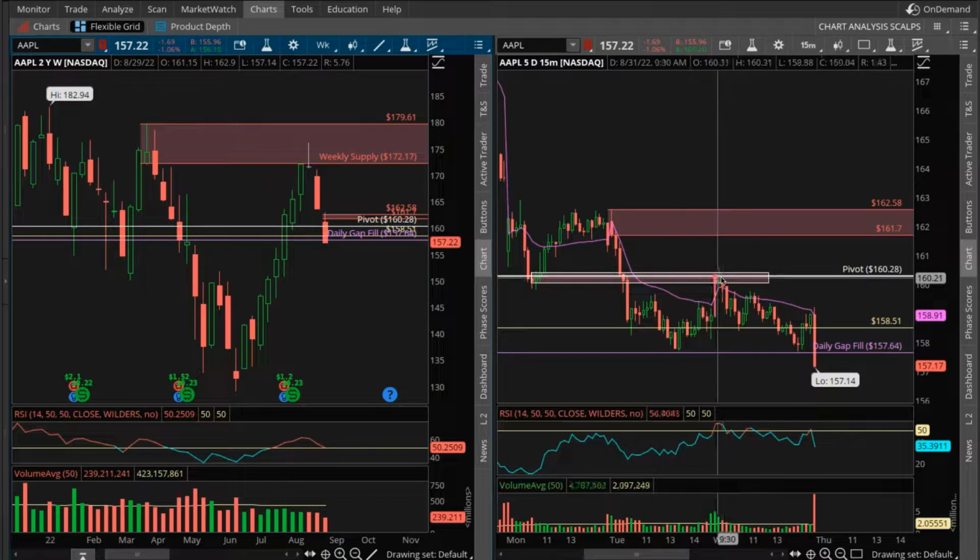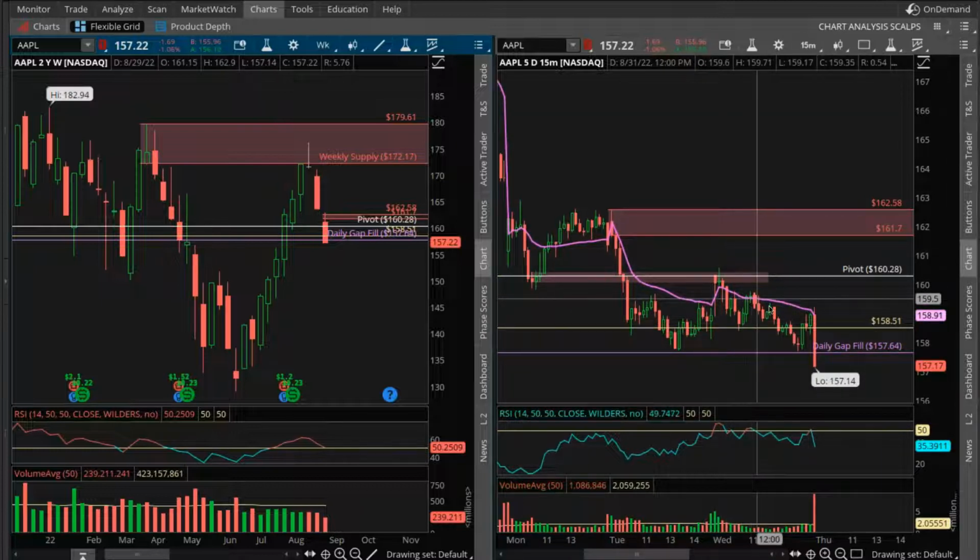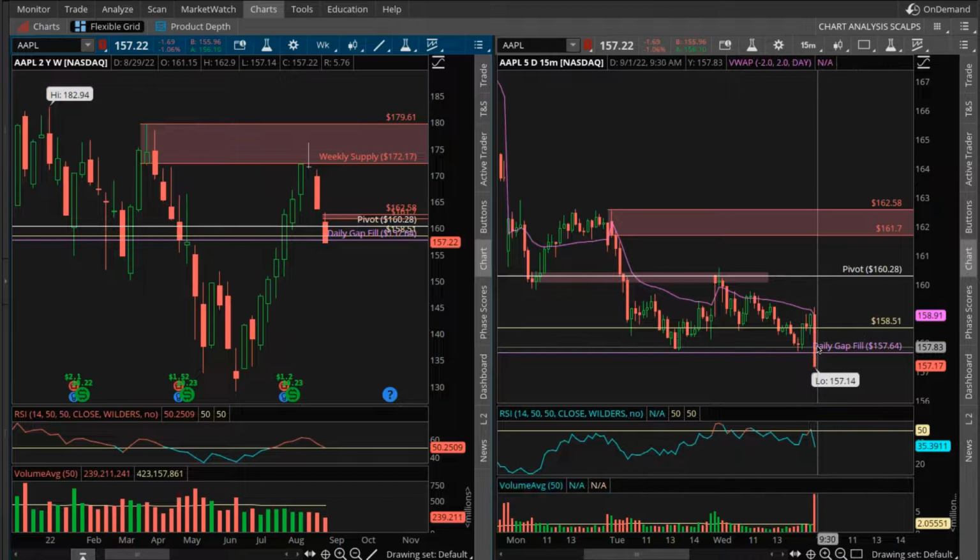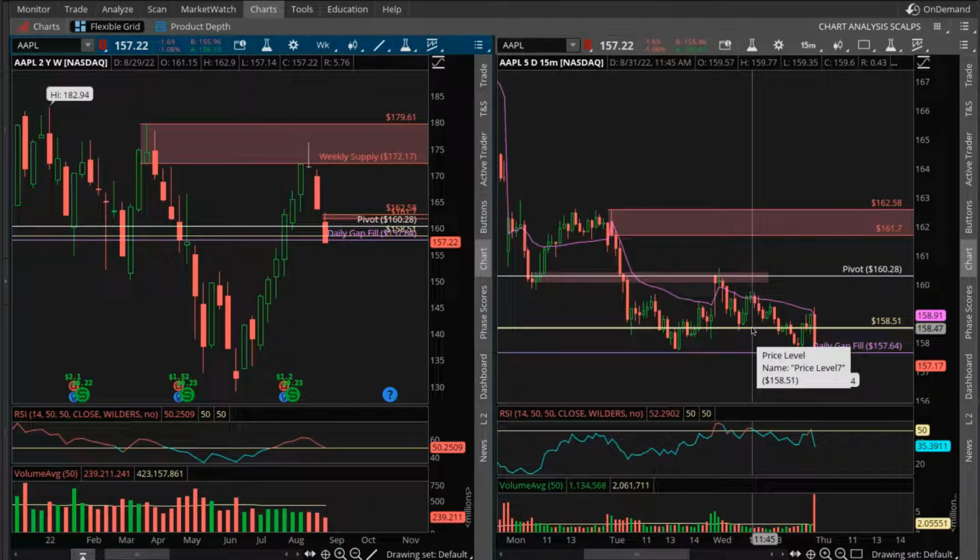Price opened and made its way right into that area of resistance, that pivot. And you can see we failed to get a single 15-minute close above that pivot area, or above that area of resistance. And what happens? We make our way into the overnight lows, we get temporary relief, and then we end up filling the daily gap fill at end of day. So this was a great play going short on Apple.